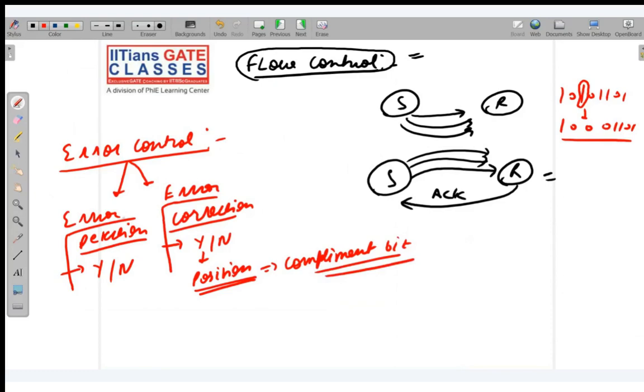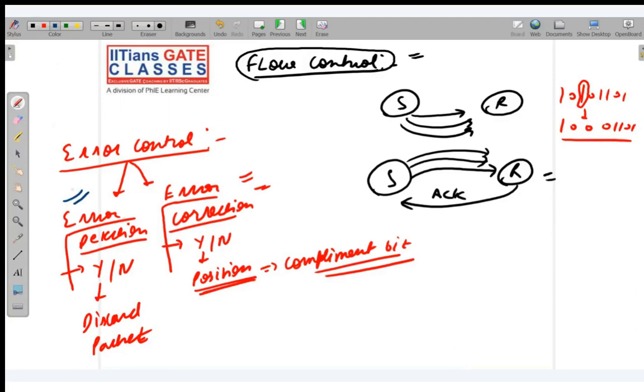Error detection means you simply detect the error, and if the answer is yes, simply discard the packet and the sender will send it again. Error correction means if there is some error, you try to find the position, complement the bit, and finally you get the data. I think most of you will say the better approach is obviously error correction, because you are not unnecessarily burdening the sender to send again. But actually, error detection is much better, because you can expect faster delivery.